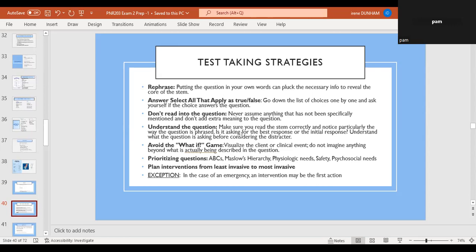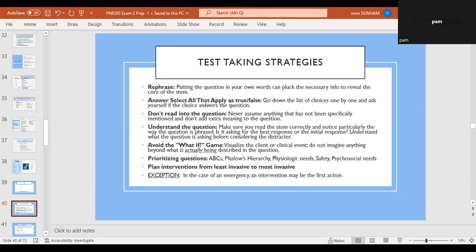And then understand the question. So make sure you read the stem. Remember, a question always has a stem, read it correctly, and notice particularly the way the question is phrased. Is it asking for the best response or the initial response? Big time. Understand what the question is asking before considering the distractors. There's always distractors in there. So take your time. On the test, you have like 75 minutes. So again, understand the question.